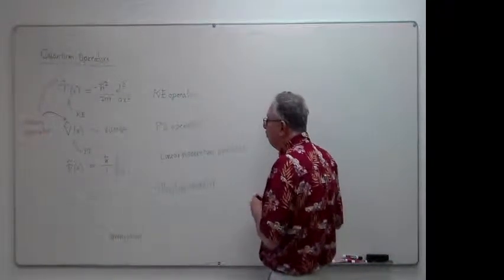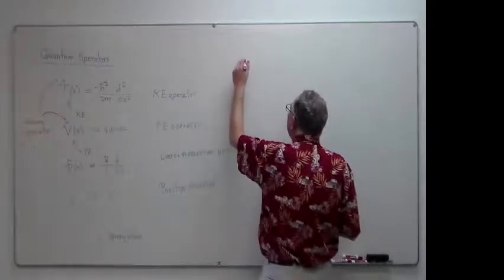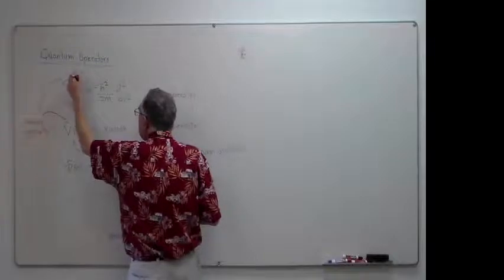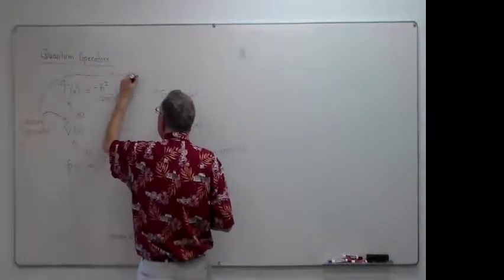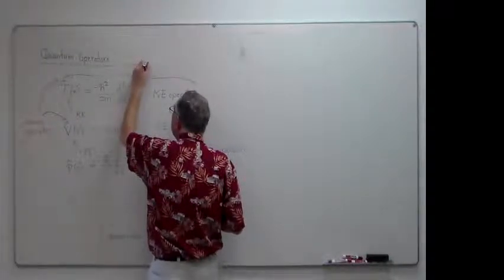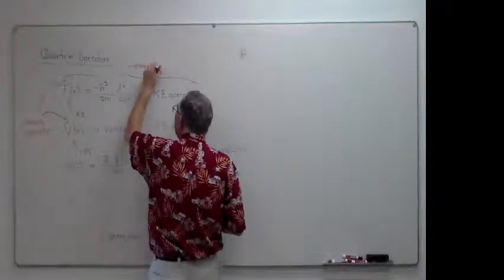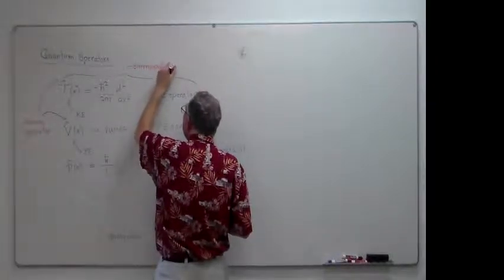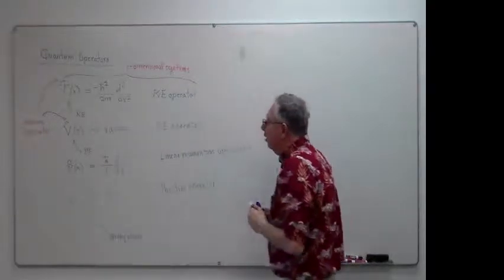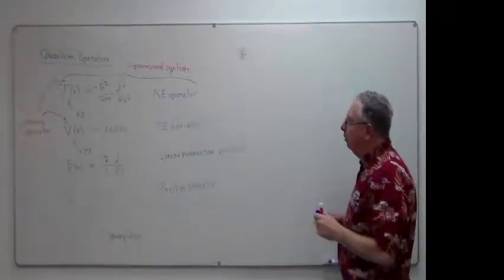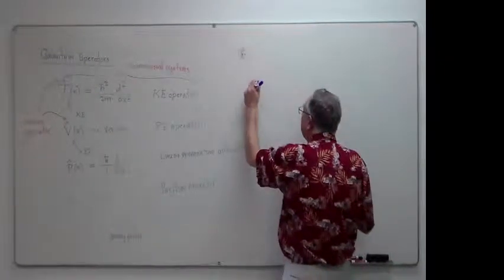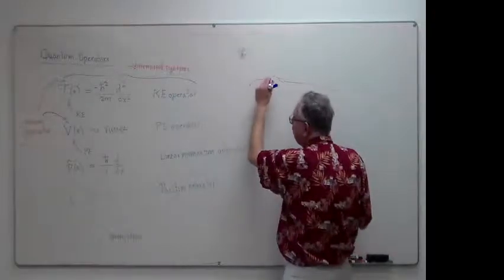I want to know, though, a question. What if you have, and this is all, deliberately so I might add, for one-dimensional systems. What do you do with a two-dimensional system? What does the kinetic energy operator look like in Cartesian coordinates?